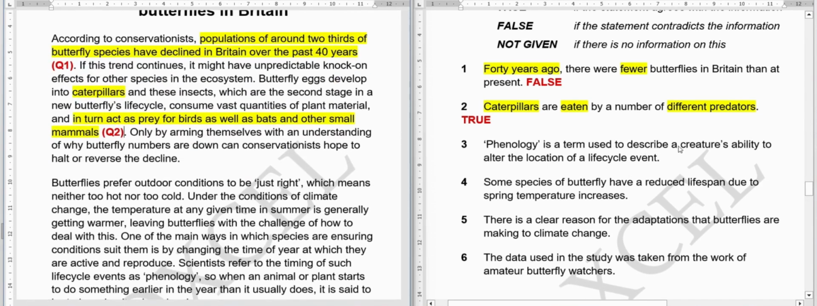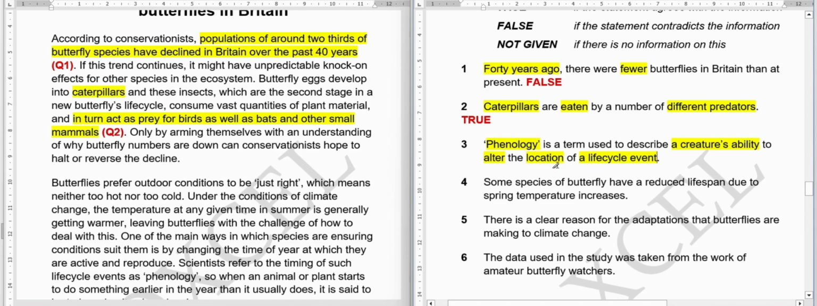Phenology is a term used to describe a creature's ability to alter the location of a life cycle event. So the question is saying this is a particular word or term, used to describe a creature's ability. What is the ability? To alter the location. Alter means to change the location of a life cycle event. So whatever the life cycle event is, it can change the location in the event. Okay, maybe from second stage to third stage, something like that.